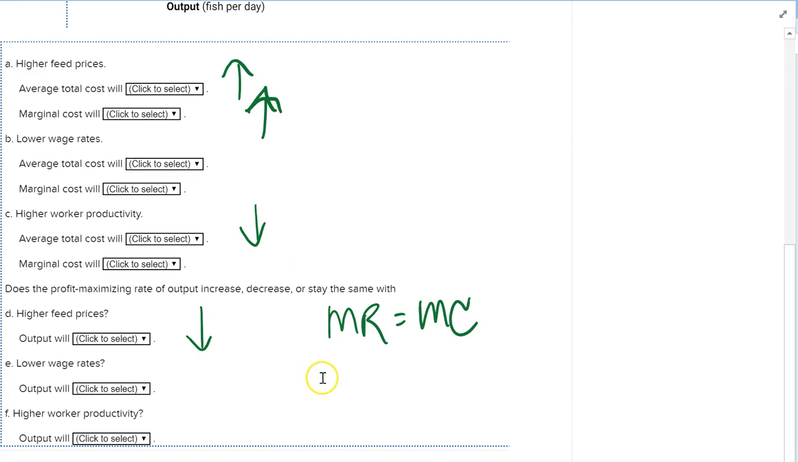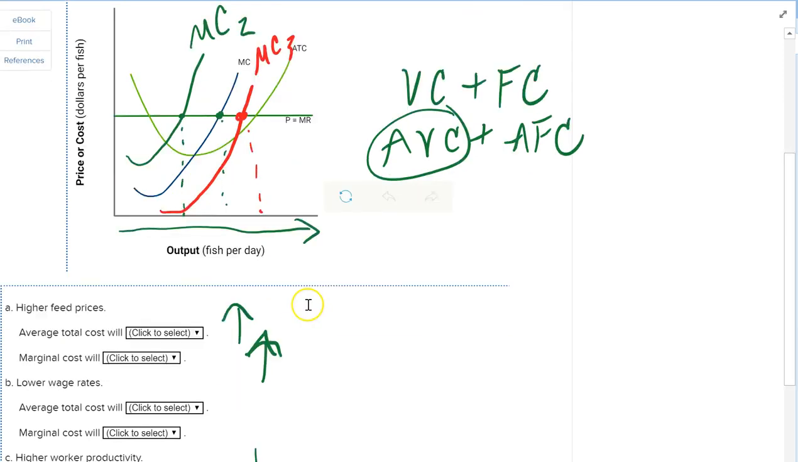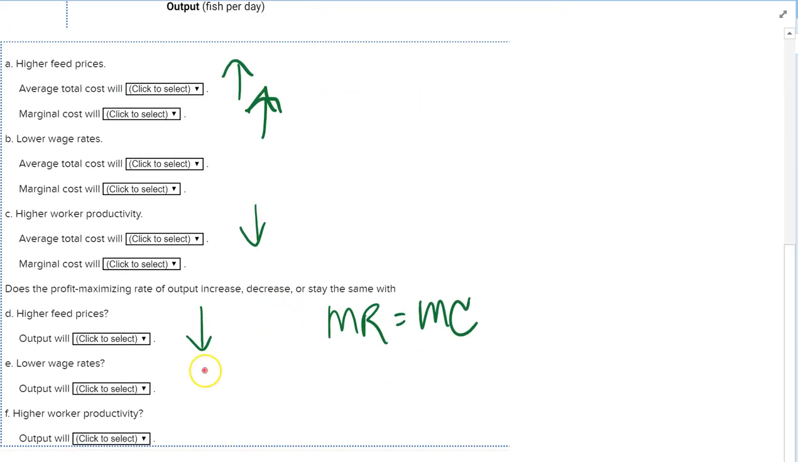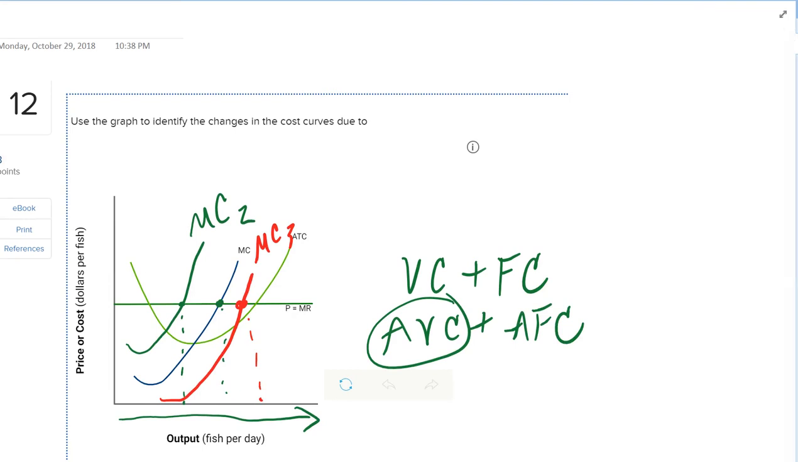And you can use the same logic with lower wage rates. If lower wage rates are going to bring down my marginal costs, let me use a different color for this one, then here's my marginal cost curve 3, and MR equals MC, and this is going to bring my quantity up. So keep that in mind. And then higher worker productivity will have the same connection. I'll let you work through that one. I'm sure you're not having any trouble.